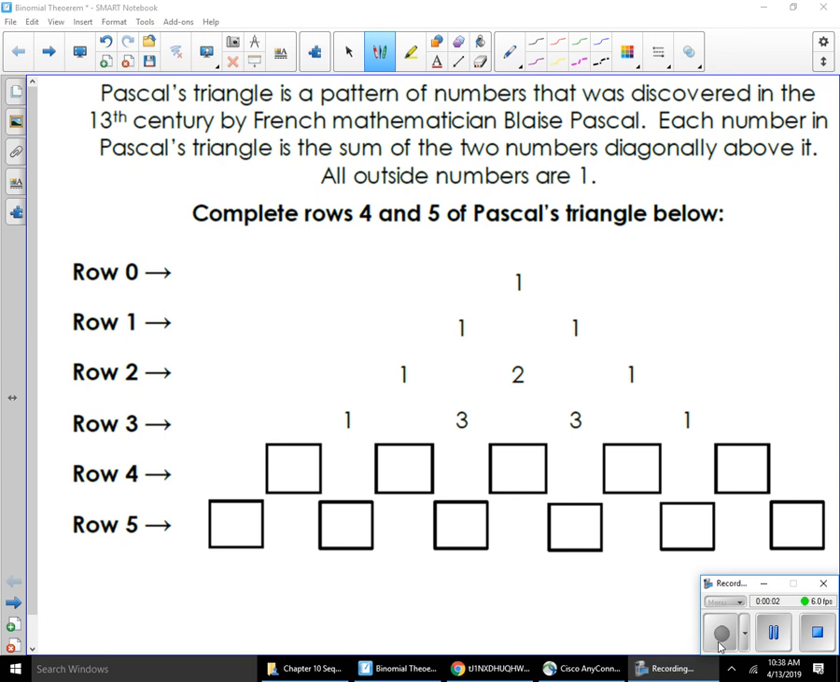It's time to start playing around with Pascal's triangle. This is a pattern that if you decided to take stats next year, you are going to get very, very familiar with very quickly. This is a pattern of numbers. It's not too difficult to create.